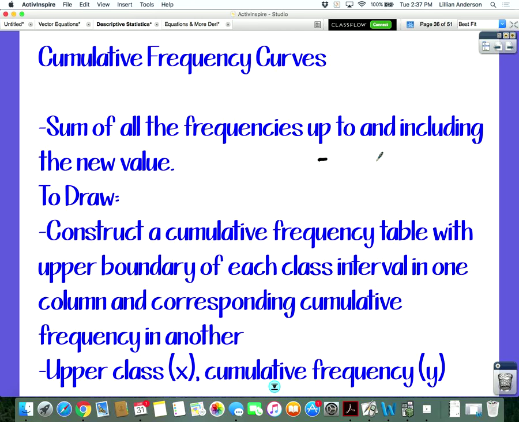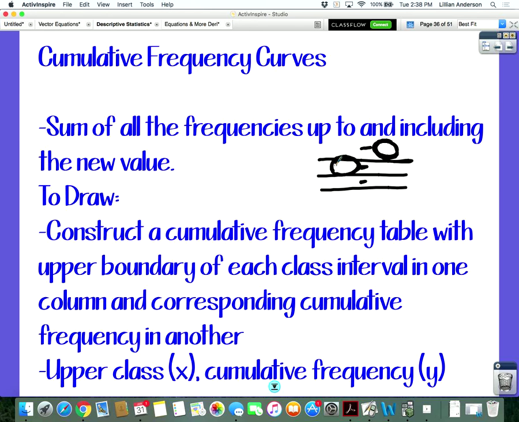When you're looking at your frequency, the classes are going to be listed as ranges. To find your upper boundary, you take the upper number of one class and the lower number of the next, and do what to those? Add them and divide by 2. You have to find the average. So you find the upper boundary of each class by doing that. That all goes in one column, and then the corresponding cumulative frequencies go into the other. That's how you create the cumulative frequency table.